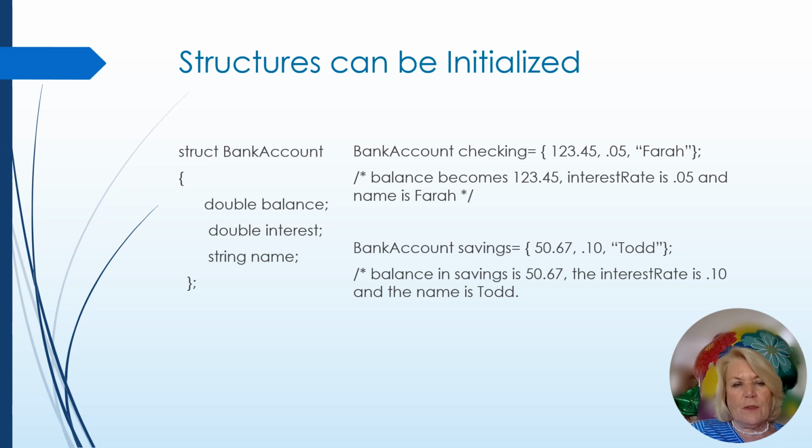Then below that, we create another structure variable called savings from the bank account structure. And we give it 3 different values. The first one, 50.67, is going to be the balance. The 0.10 is the interest rate, and the name is Todd.